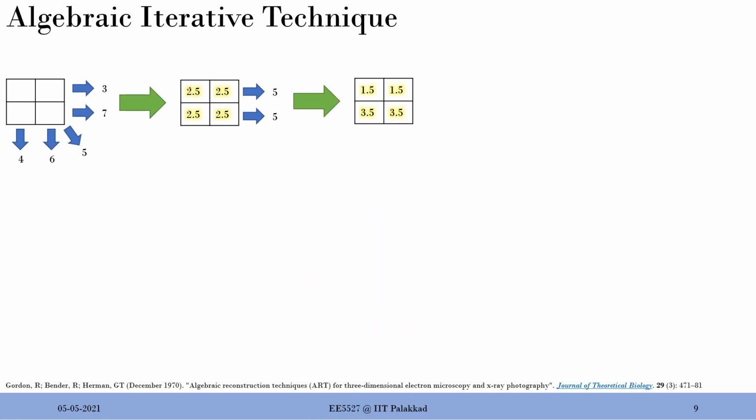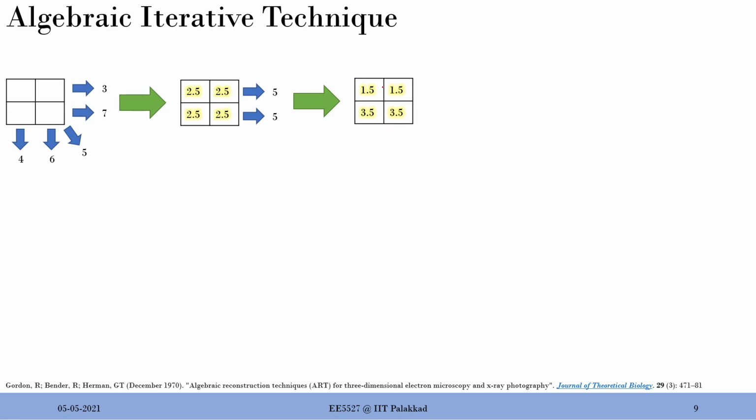So 1 is deducted from these two values, so it becomes 1.5, 1.5, and 1 is added to these values, that will become 3.5, 3.5. So why is 1 added here? Because totally 7 is what I expected, but we got only 5. So if I add 2 to this, I'll get to 7. But then I have 2 pixels to play with, so I'll add 2 by 2, which is 1 to each of them. So that's how we got this.